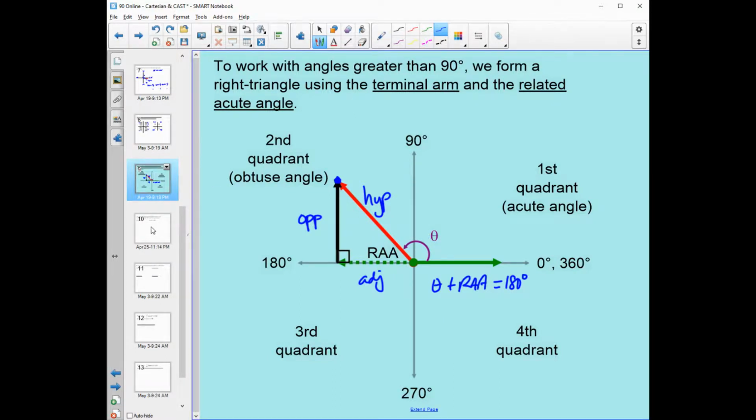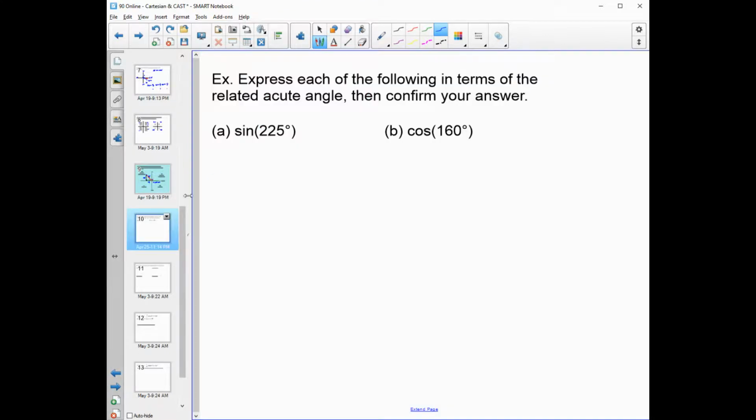So that being said, let's take a look at another example. Let's try to apply it to some numbers. Express each of the following in terms of the related acute angle, then confirm your answer. In order to do this, the first thing we need to be able to identify is, well, where are these angles? So let me just very quickly sketch this out.